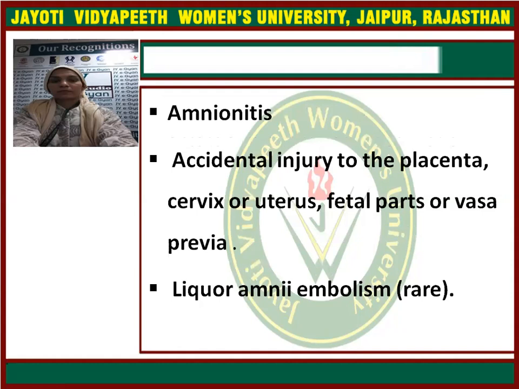Again, amniotitis might be there as the membranes are ruptured. Infection might travel upwards, and amniotitis may be there. Accidental injury to placenta, cervix, uterus, fetal parts; if vasa previa is present, then the complications are much more major. You all know these conditions: placenta previa, vasa previa. If the membranes are ruptured, then there might be injury to placenta, cervix, uterus, fetal parts. Again, chances of amniotic fluid embolism are there. Some more chances are there, and this is a life-threatening condition.